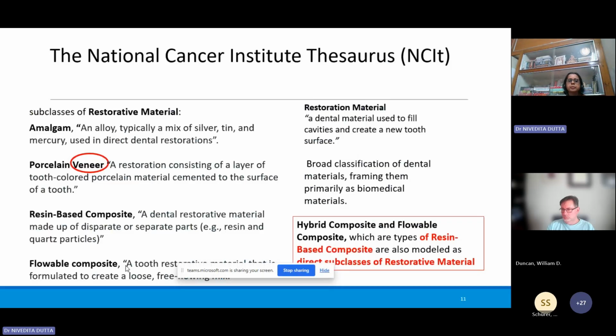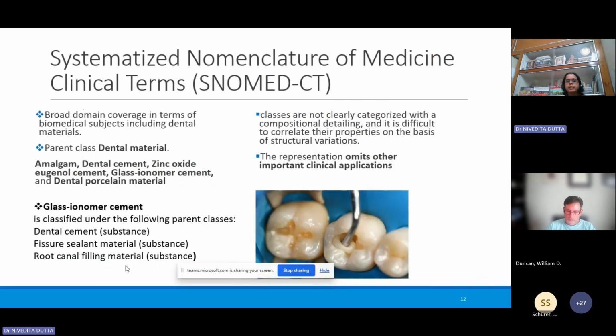And also resin-based composite, flowable composite, and hybrid composite are all subclasses of restorative material. But in reality, the flowable composite and hybrid composites are basically the subtypes of resin-based composite. So these are the ambiguities we found.